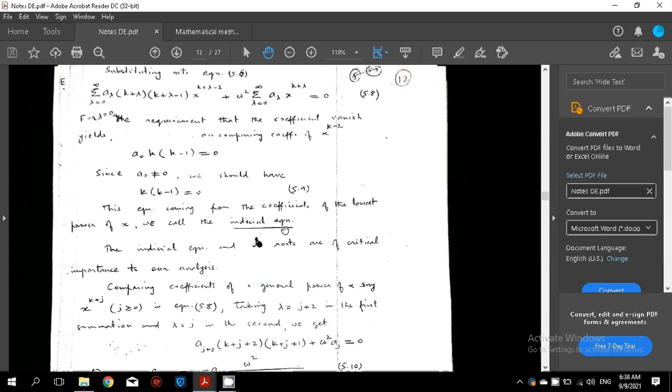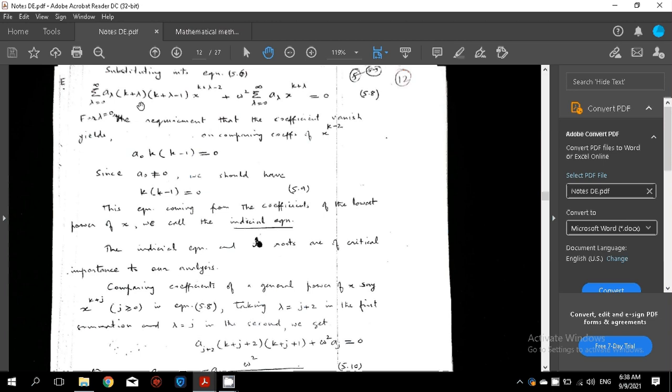So mind you, we can only write our solution if all these coefficients a0, a1, a2, a3 are determined. So we cannot find all these coefficients individually. However, if we can get an expression which correlates a coefficient a lambda with the coefficient a lambda plus 1, that equation will be very useful in determining the coefficients of our series solution.